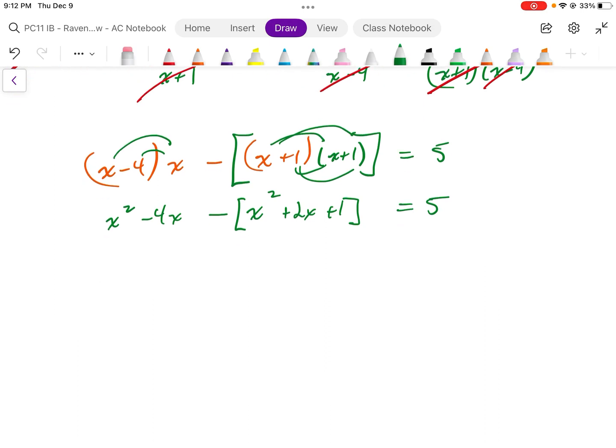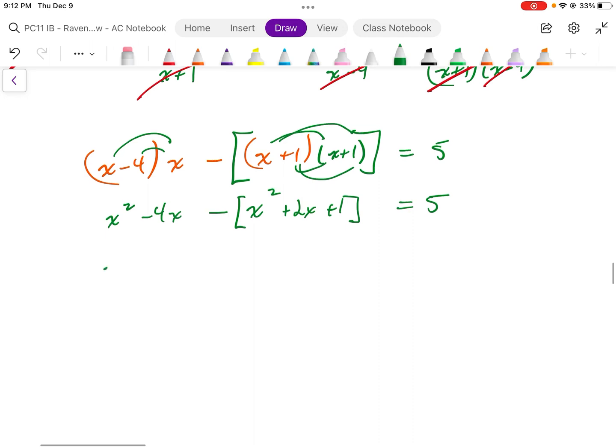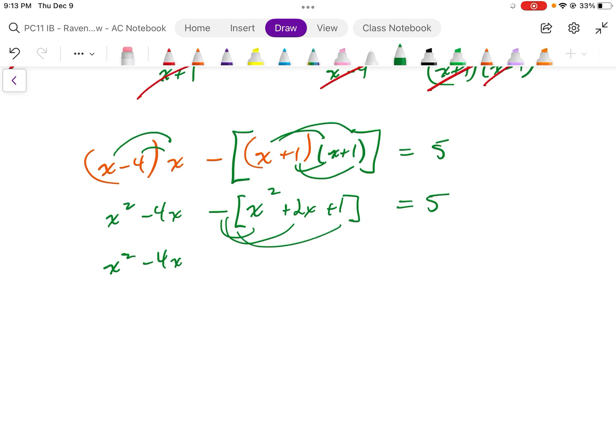I'm going to continue on now. Now I'm going to distribute that negative sign to all my terms in that polynomial. So that's fairly straightforward now. So subtract, maybe I'll put this in a different color like orange. Subtract x squared, subtract 2x, subtract 1, is equal to 5. Now before we get too excited, wouldn't it be nice if a lot of this stuff just canceled? So I'm going to collect like terms.